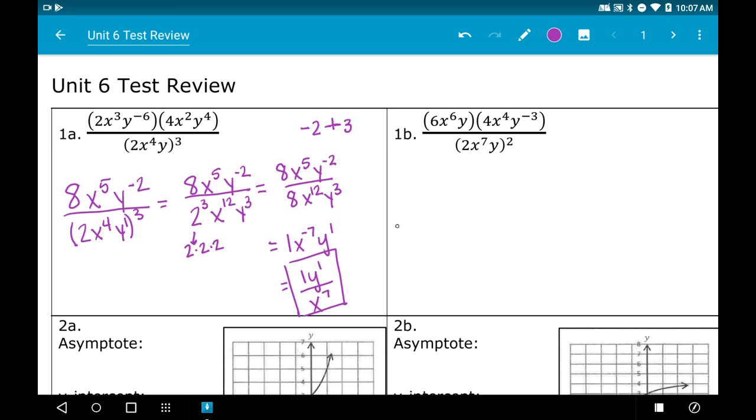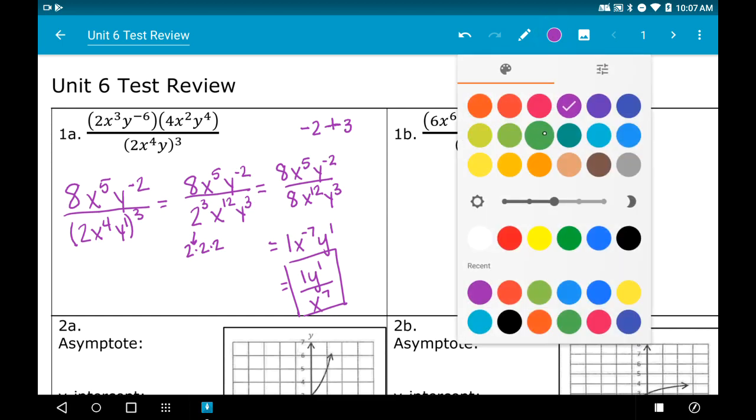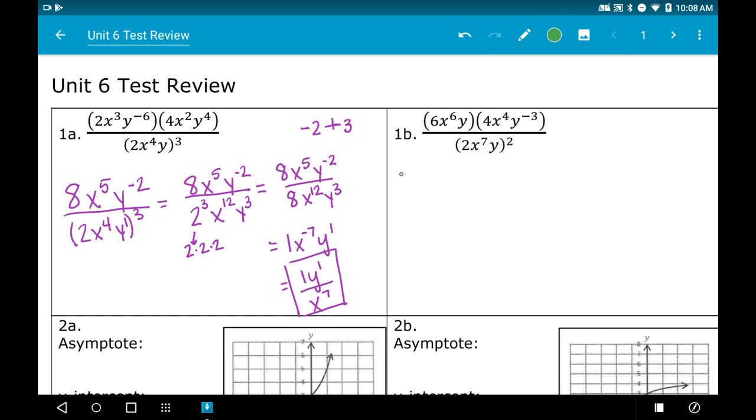Now 1b is going to be the same steps. So I'm going to start by multiplying the top here. So I'm going to have 6 times 4 is 24. I'm multiplying here, so I'm going to add my exponents. So 6 plus 4 is x to the 10th. Then this is y to the 1st, so y to the 1st times y to the negative 3. 1 plus negative 3 is y to the negative 2.